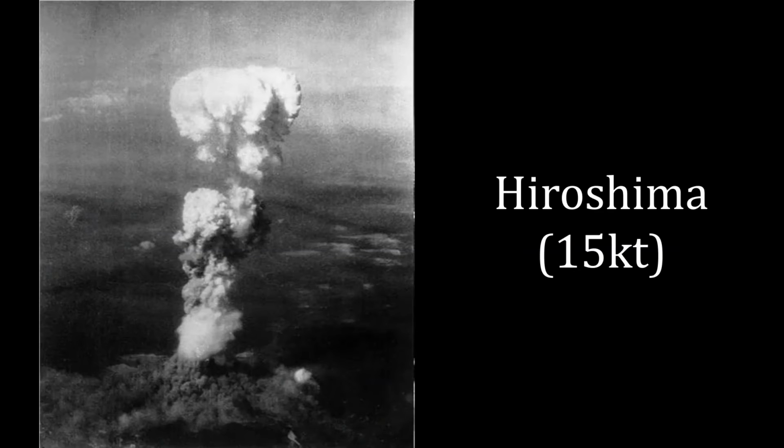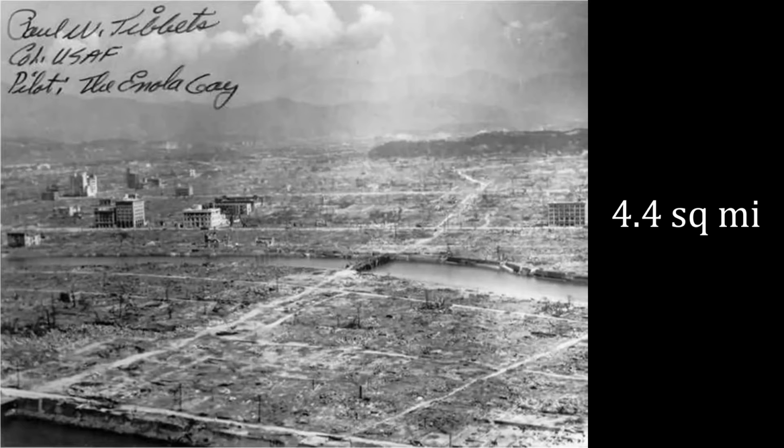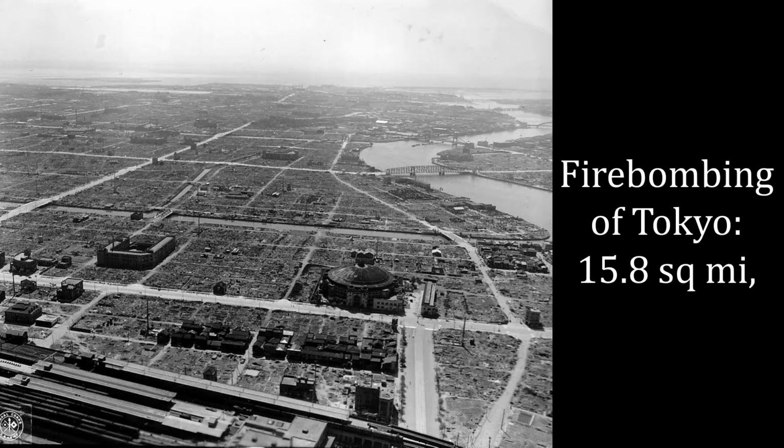Now to the two weapons that were used offensively during World War II, starting with Hiroshima at 15 kilotons. You can see that we have the Lincoln Memorial being hit this time, but the US Capitol building, on the right where the arrow is pointing, is not yet within the 5 psi radius. For further perspective, the Hiroshima bombing destroyed 4.4 square miles of that city. In contrast, the firebombing of Tokyo destroyed 15.8 square miles.